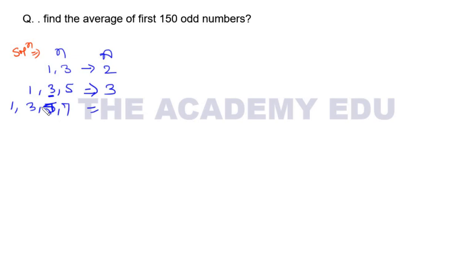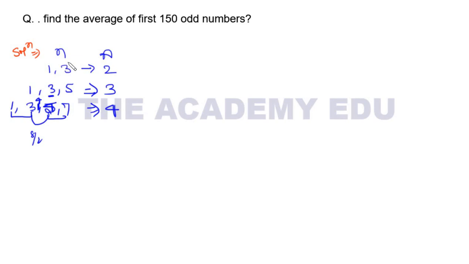Now what is the average? The number which will come in the middle. So two numbers here, two numbers here. In the middle, which number will come? 3, and in the middle of 3 and 5, 4. And you can do it like 3 plus 5, 8. 8 by 2 is 4.